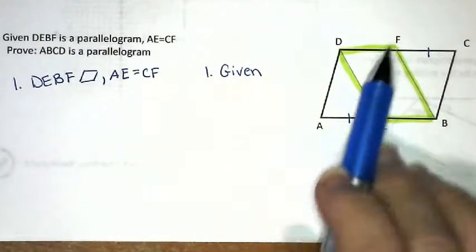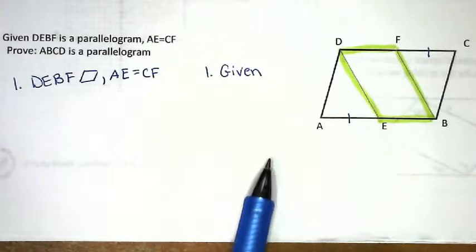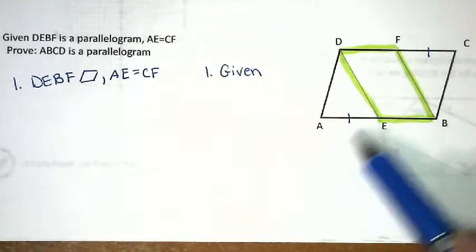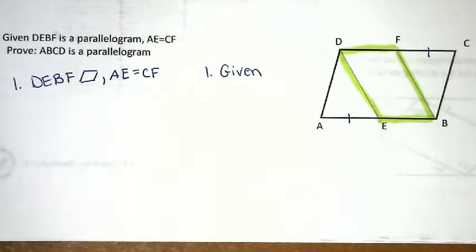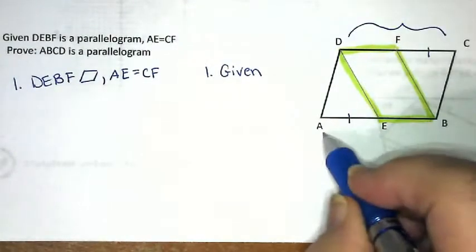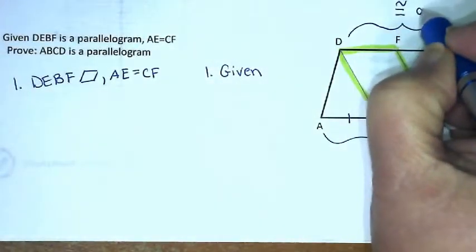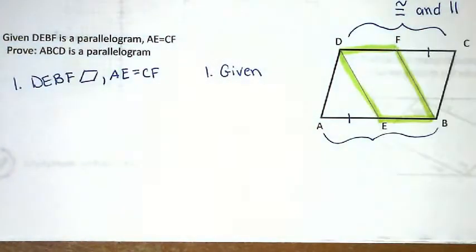Can I prove that both pairs of opposite sides are congruent? Again, I don't know anything about DA and CB. I don't know the diagonals. I don't know the angles. I think I'm going to go for the rule that says one pair of opposite sides is going to be congruent and parallel. Let's see what we can do with that.